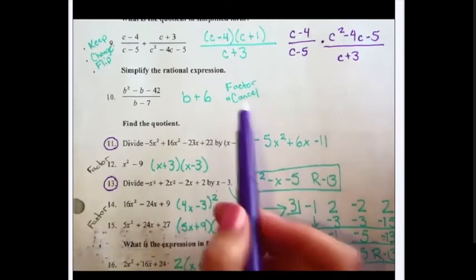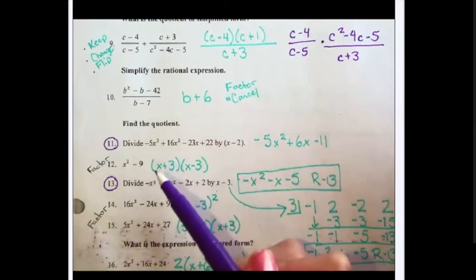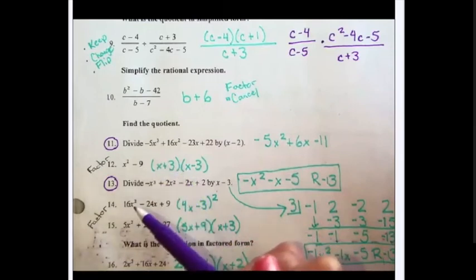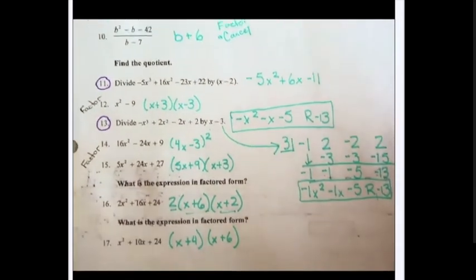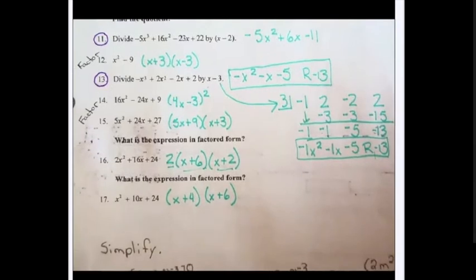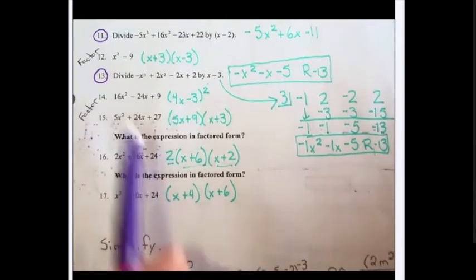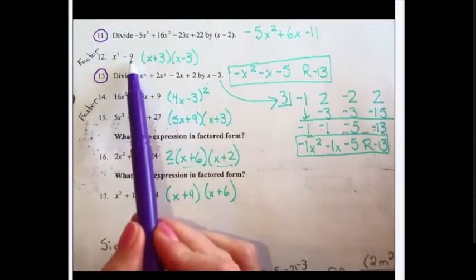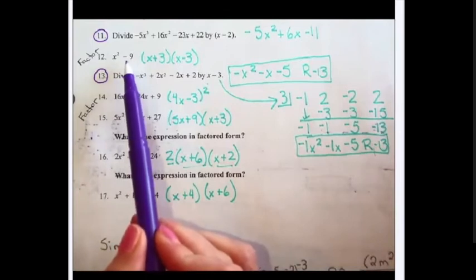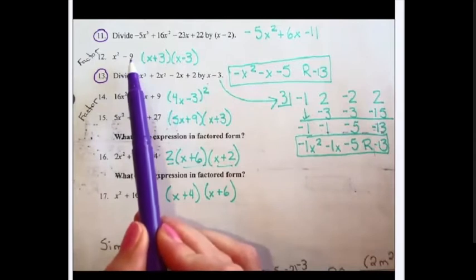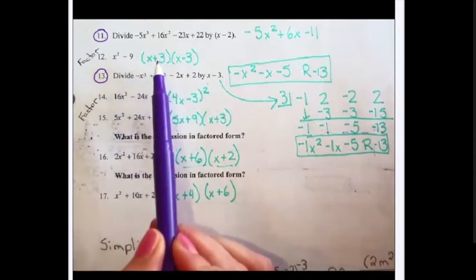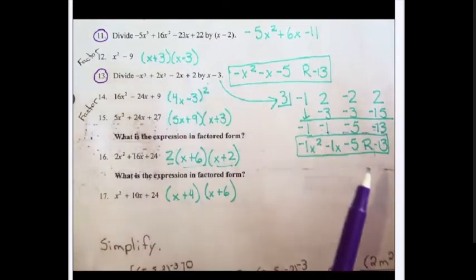Number 10, we just needed to factor and cancel and rewrite that all nice and neat. I'm going to skip 11 and 13 for the moment. 12, factoring. This is a difference of perfect squares. So remember, x times x is x squared. 3 times 3 is 9. So we put an x and a 3 in each of our binomials, and one's a plus and one's a minus. Okay.